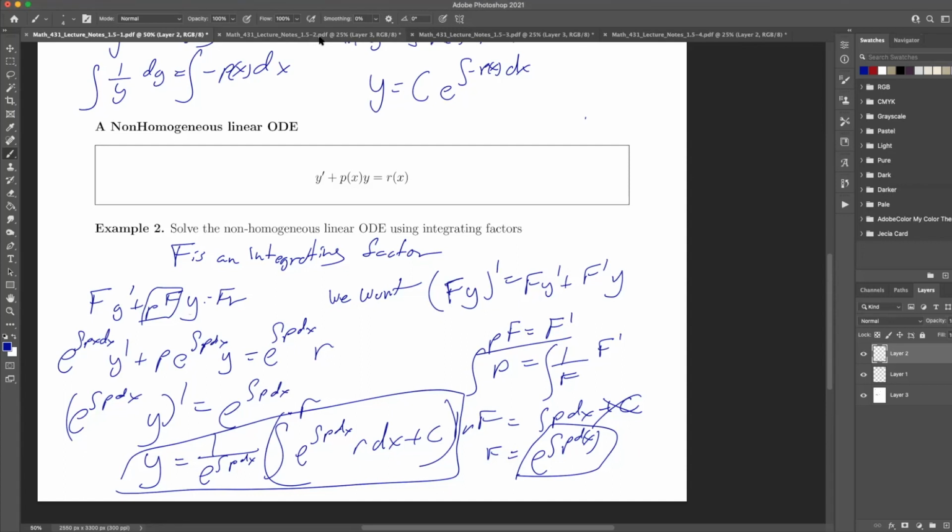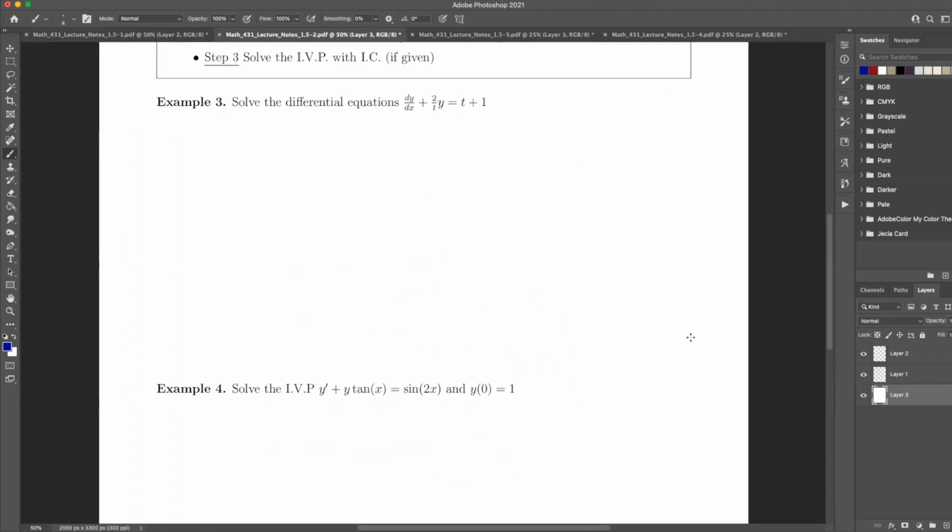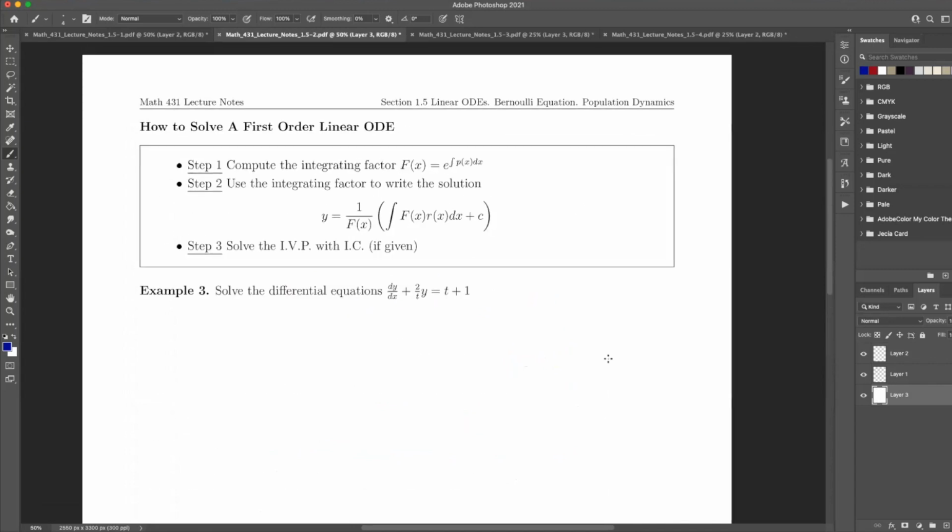So let's go ahead and do the next page. What does this turn into? We want to compute the integrating factor. For a non-homogeneous equation, we're going to compute this, f of x, and write that down. Then we write out the solution, and then we solve it.